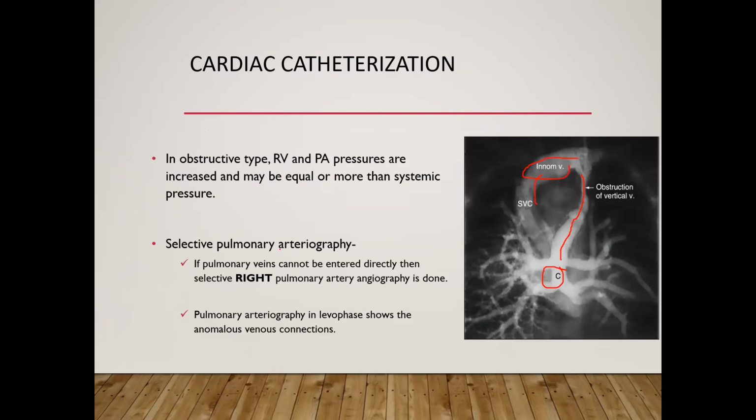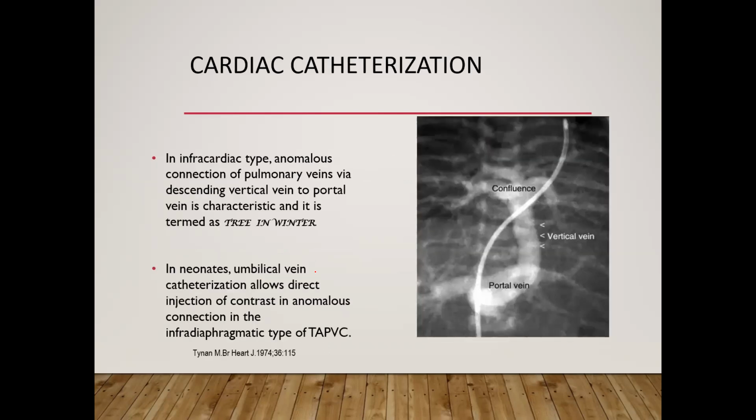Selective pulmonary arteriography is to be done if the pulmonary veins cannot be entered directly. Then selective right pulmonary artery angiography is to be done, which should be seen in the levo phase.